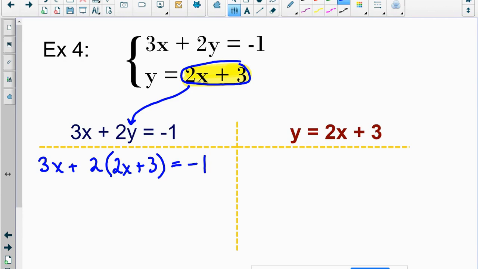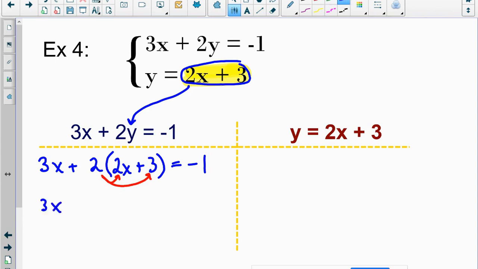But now what we did is we created an equation that only has one variable in it. It just has x. So let's go ahead and solve for x. You might notice that we have two terms with x. Before we can combine like terms, we must distribute to simplify this equation. So we're going to start by distributing.